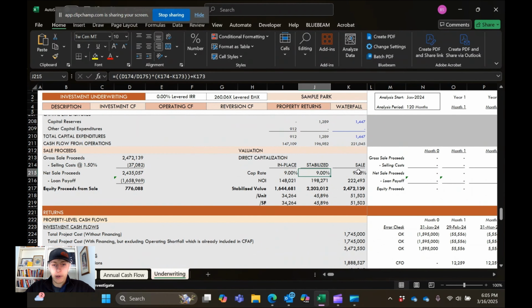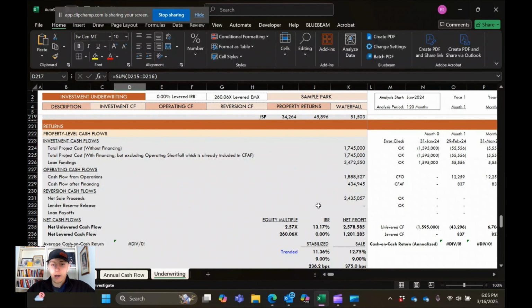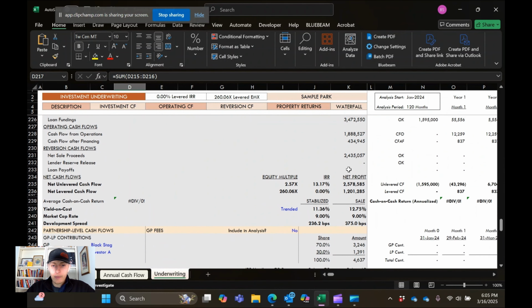So yeah, 9 cap here, the value of the property here, and yeah, sale. So it would be a $770,000 exit. Okay, so we have 2.57 equity multiplier, 13% IRR, which isn't fantastic, but it's not terrible considering that we're being a little conservative.